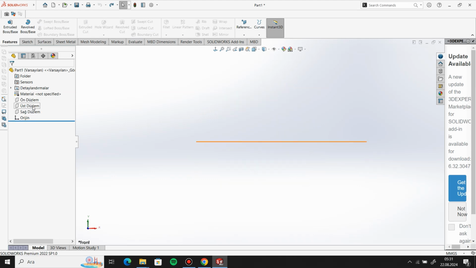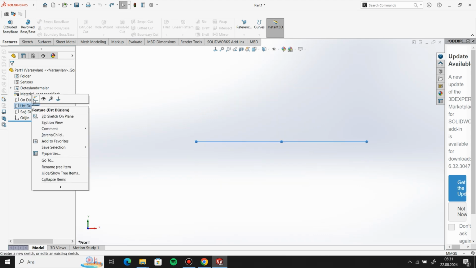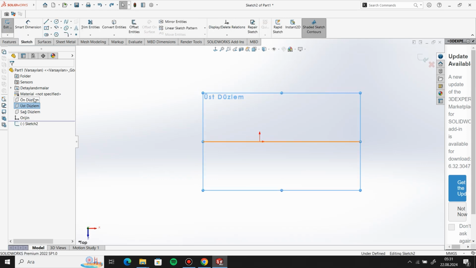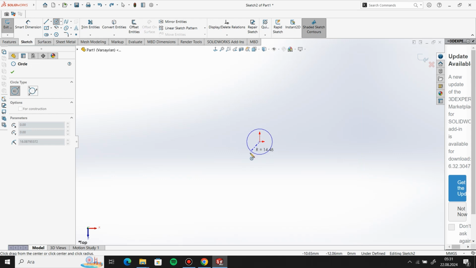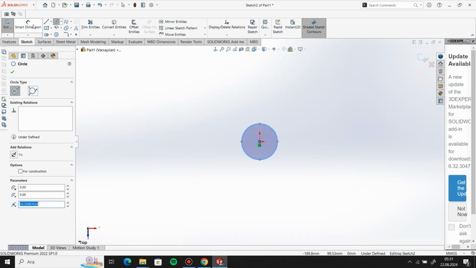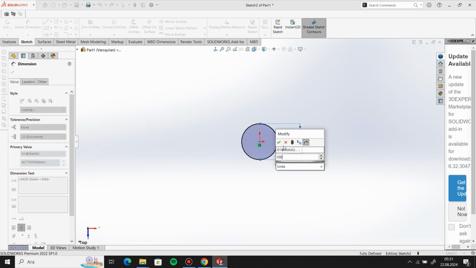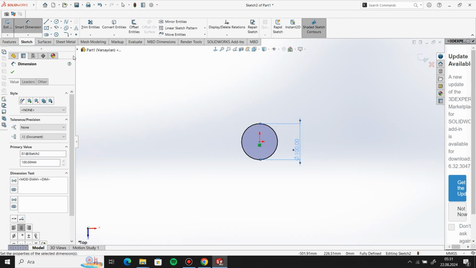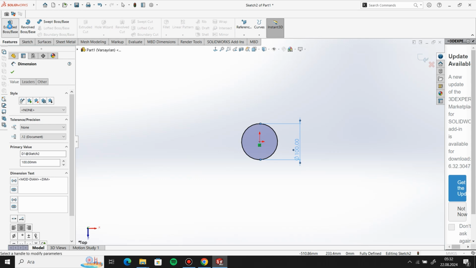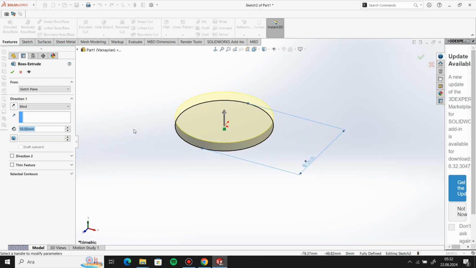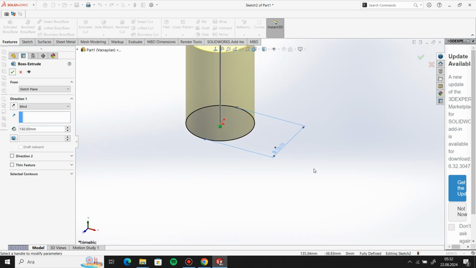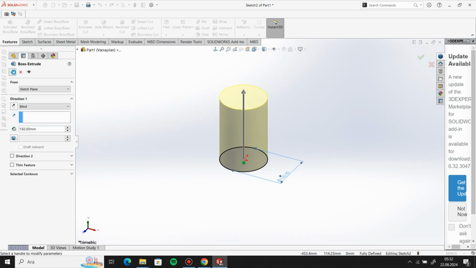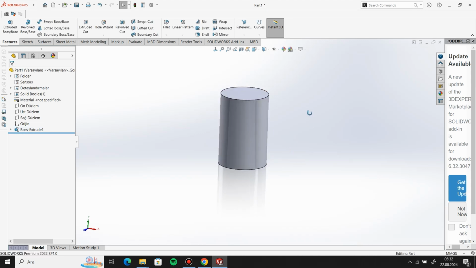In the second method, I sketch on the top plane. I draw a circle, placing the origin at its center. Then, I use the extruded boss command to give the circle a height. And our cylinder is formed.